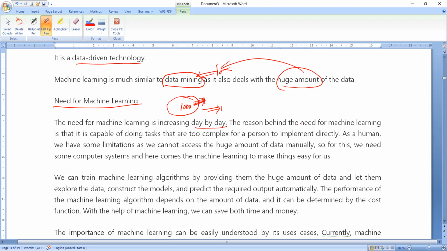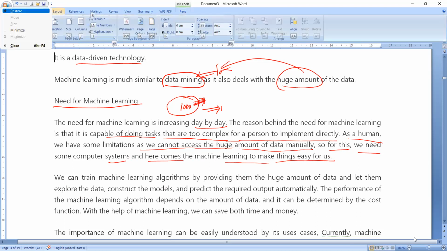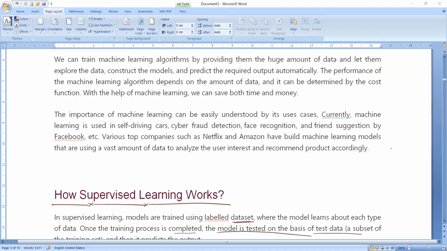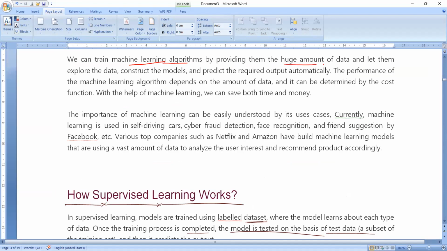The reason behind the need for machine learning is that it is capable of doing tasks that are too complex for a person to implement directly. As humans, we have limitations, as we cannot access a huge amount of data manually. For this, we need computer systems, and here comes machine learning to make things easy for us. We can train machine learning algorithms by providing a huge amount of data and let them explore the data, construct the models and predict the required output automatically.